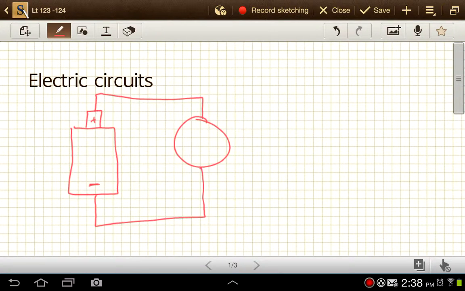Now, I think it's worth noting at this point that by convention, we actually talk about electric current, which is the flow of charges, as being from positive to negative. So in this direction, this is I, and I is electric current.